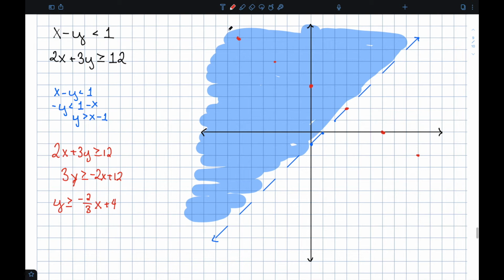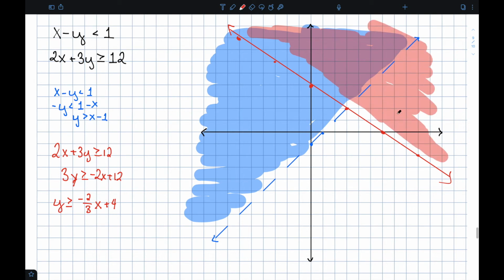Since this is a greater than or equal to, I'm going to use a solid line. And we'll get as close as we can here. And once again, I want y greater than or equal to. So this means I need larger y values, these up here. So my final solution here is just this region that's double shaded, just this region here.